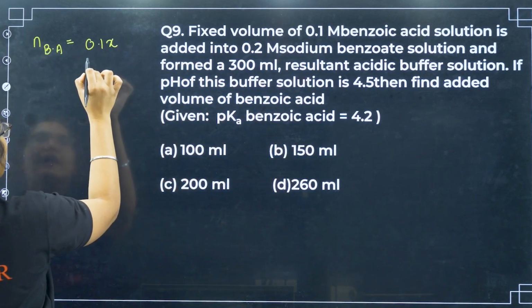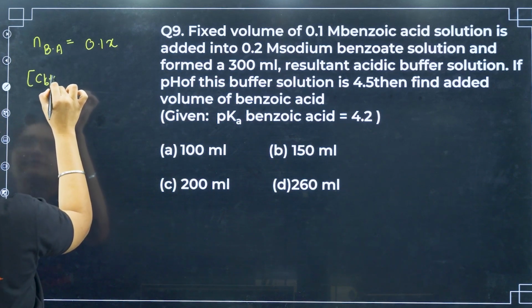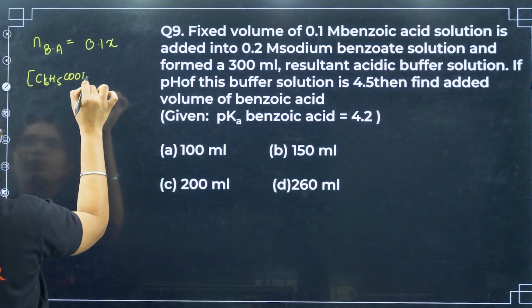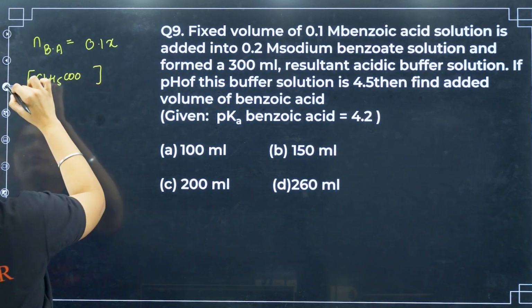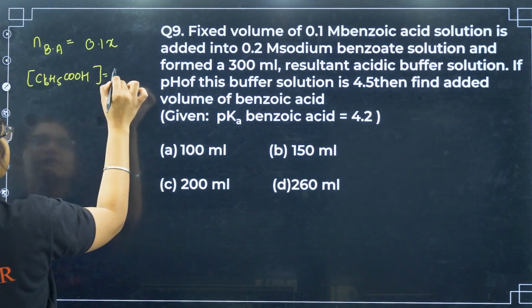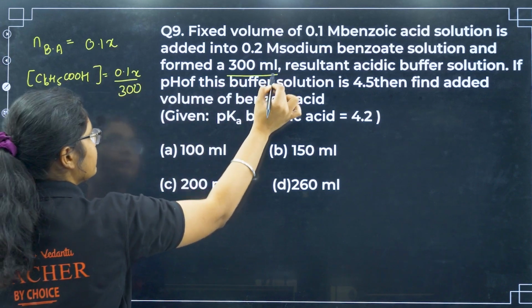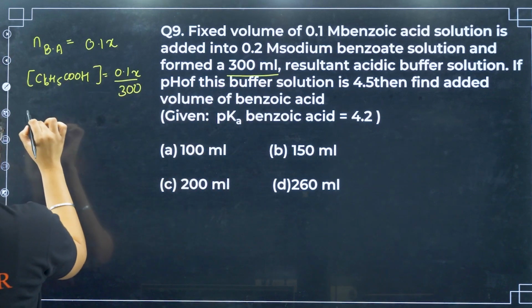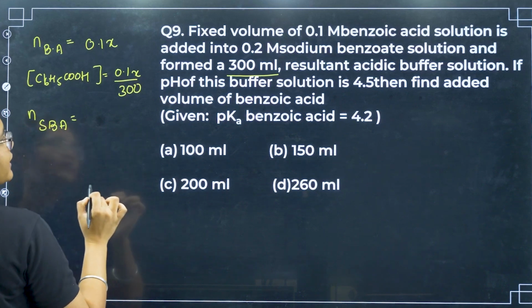0.1 X. And if I just want to calculate the concentration of benzoic acid, that is C6H5COOH. So that will be 0.1 X divided by 300. Why? Because the total volume is 300. Now similarly, number of moles of salt of benzoic acid, that is what you can see here.